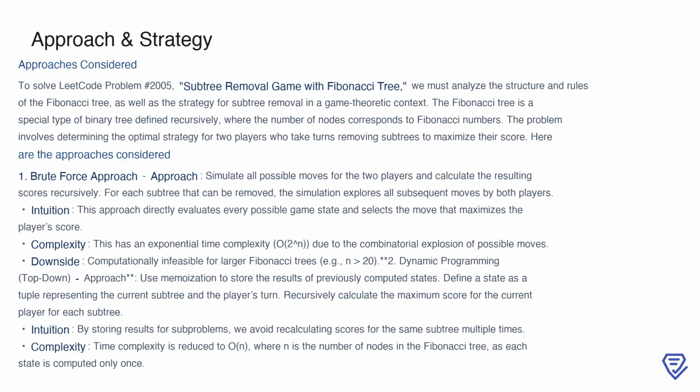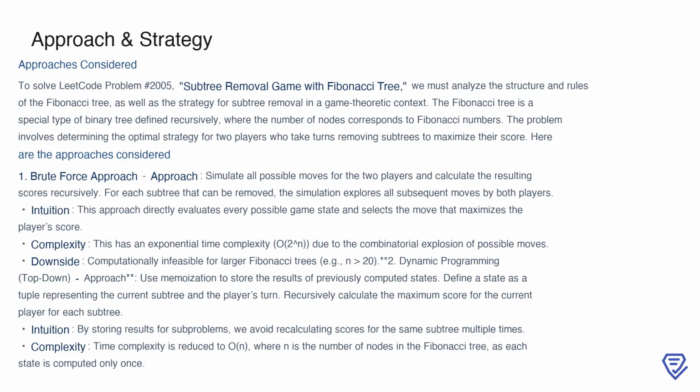One approach we considered is the brute force method. This involves simulating all possible moves for both players recursively, calculating the resulting scores for each subtree removal. While this method provides a clear understanding of every possible game state, it becomes computationally infeasible for larger Fibonacci trees because of its exponential time complexity.